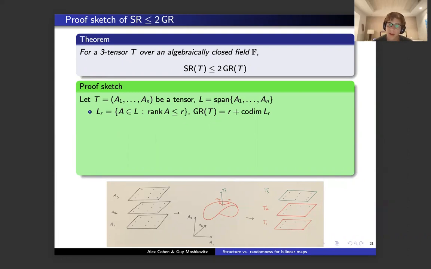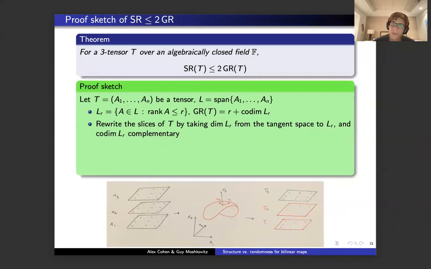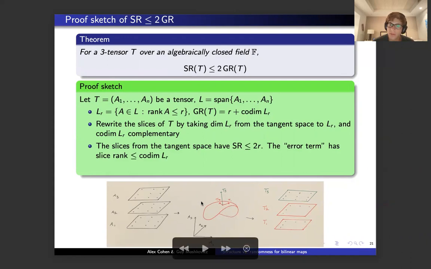So LR is going to be a subvariety of rank less than R matrices, and it's going to be an assumption that LR has large dimension. So what we're going to do is rewrite the slices of T by taking dimension of LR slices from the tangent space to LR. In this example, these are like tangent vectors along LR, and codimension of LR slices are complementary. We're going to think of T as being composed of a dominant term coming from the tangent space to LR and a remainder term coming from the complementary subspace.